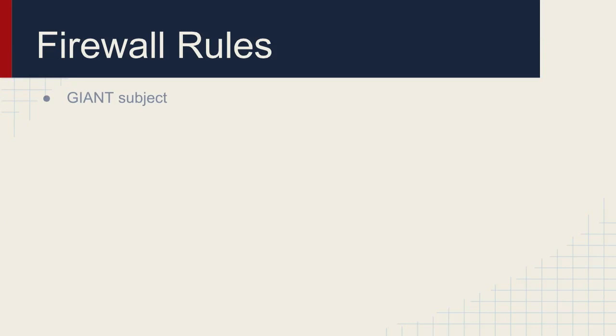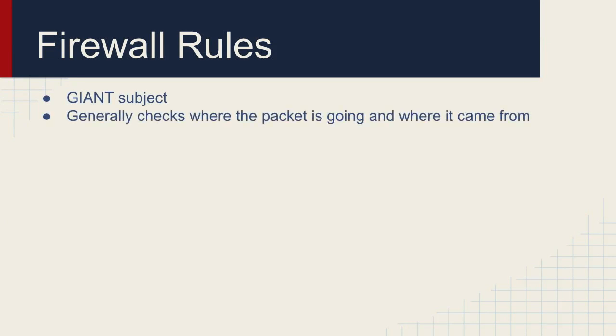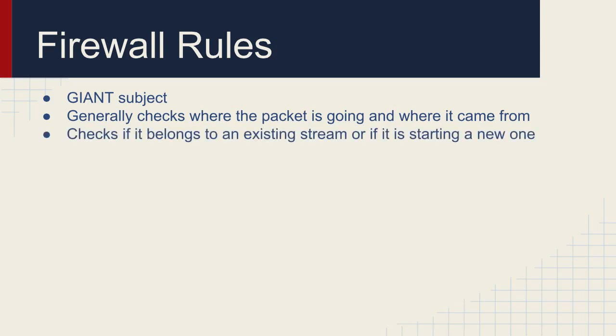So, firewall rules. This is a giant subject. It checks where the packet is going, where it came from, and if that's acceptable. It checks if it belongs to an existing stream or is starting a new one. We've already talked about that a lot. And it looks at what sort of data the packets contain. You can establish a rule that if this data doesn't meet this criteria, then I don't want it. If this data is coming from this website, I don't want it. If this data is coming from another website, I do.